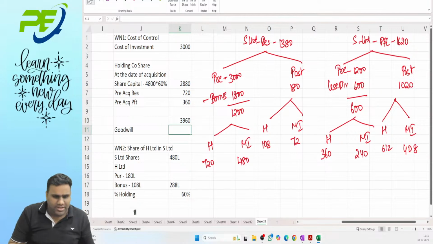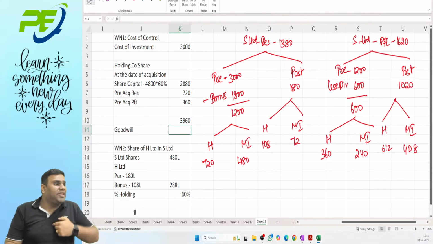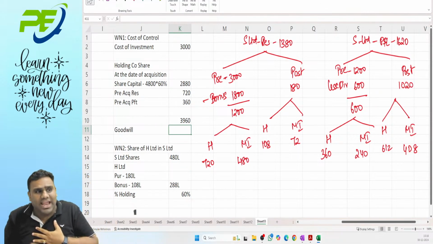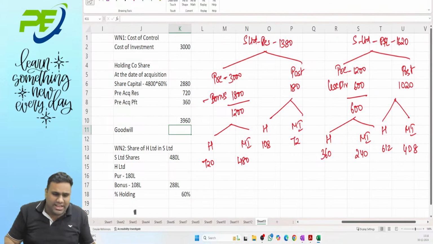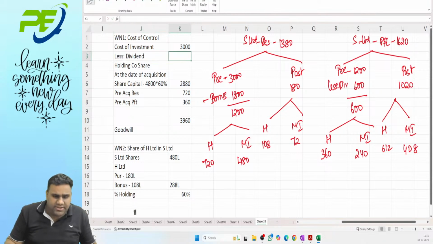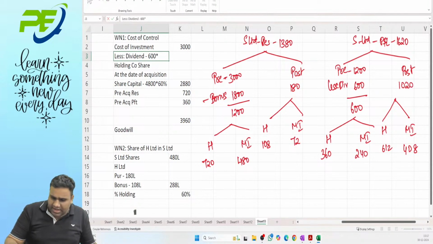Ah, very good. We have received dividend also. We should have subtracted it from cost of control, but what we did was credit it to P&L. So less dividend. How much dividend did we receive? 360. How did you get 360? 600 into 60%, 360.